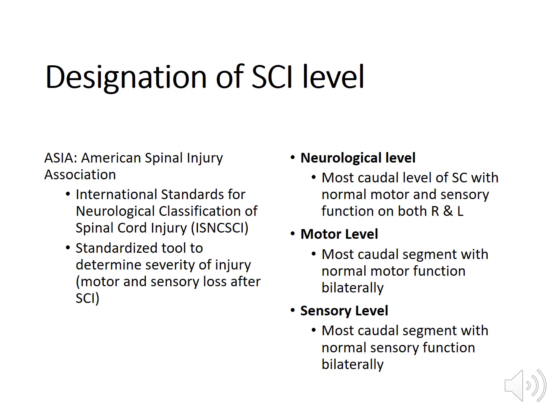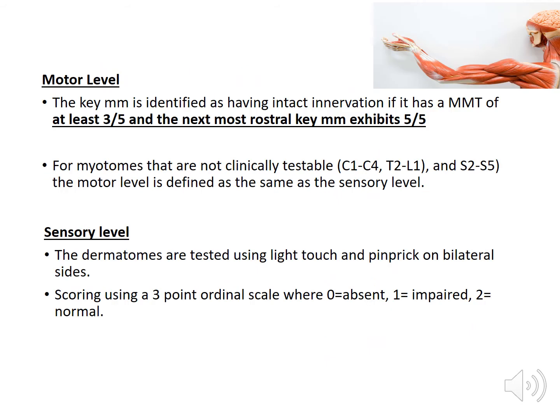So they have to assess all these things using myotomes to check for the most caudal motor level, and dermatomes to assess the sensory level as well. In order to figure out and assign a level of spinal cord injury, or the neurological level, as the previous slide stated, for the motor level, the most caudal segment with normal motor function has to be identified.